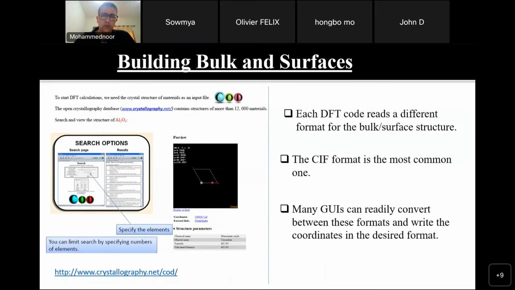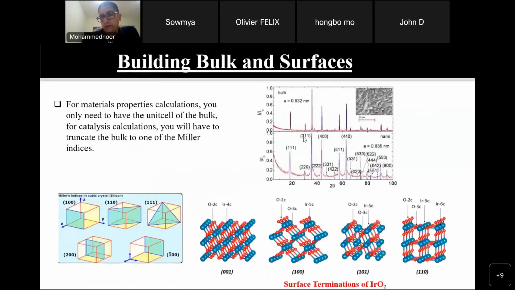When we build the surface, students are trained to get it from a crystallography database, and then they cut the surface at one of those Miller indices. Each DFT code reads a different format of the structure. However, the crystallographic information file format is the most common one. So everyone converts to this format, and then it is reconverted into any other format that is required. Before the student applies the DFT, they need to specify the termination of the surface.